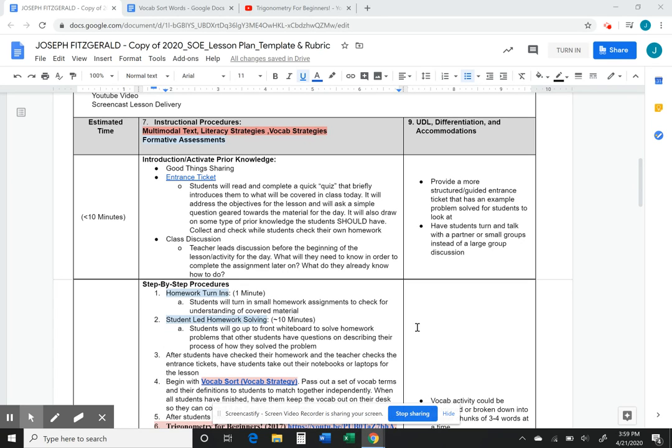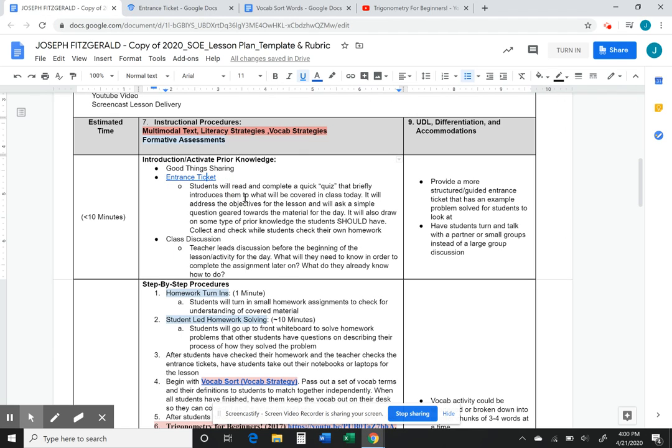So, assuming I'm in a normal classroom when I teach this lesson, students come in and do a relationship builder, so good things, just sharing something good that's happened. After that, when students come in the door, I'm going to hand them this entrance ticket that I made, and it's going to briefly introduce them to the topics that we're going to cover in class today. It's going to be addressing the objective and have a question geared towards the material that we're going to cover. It's also going to draw on some type of prior knowledge that the students should have, and then I'm going to collect that while students check their own homework.